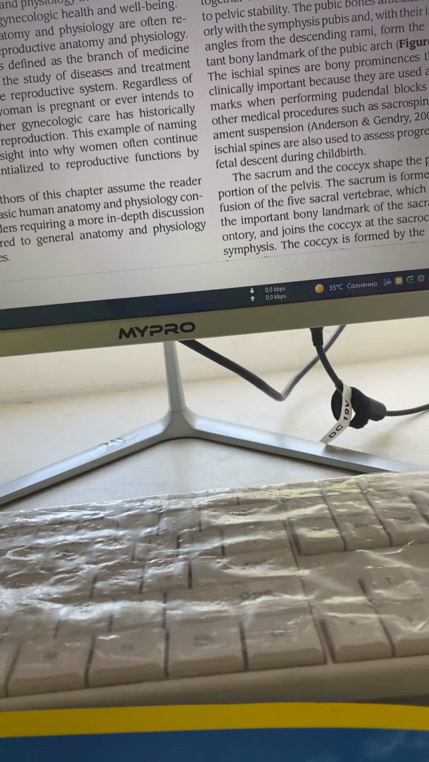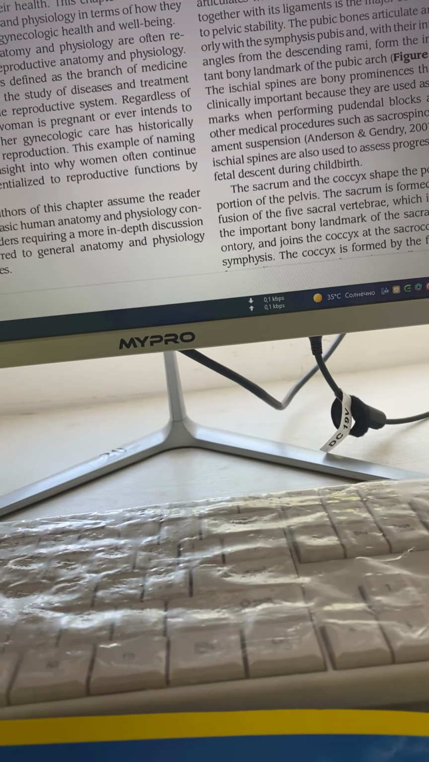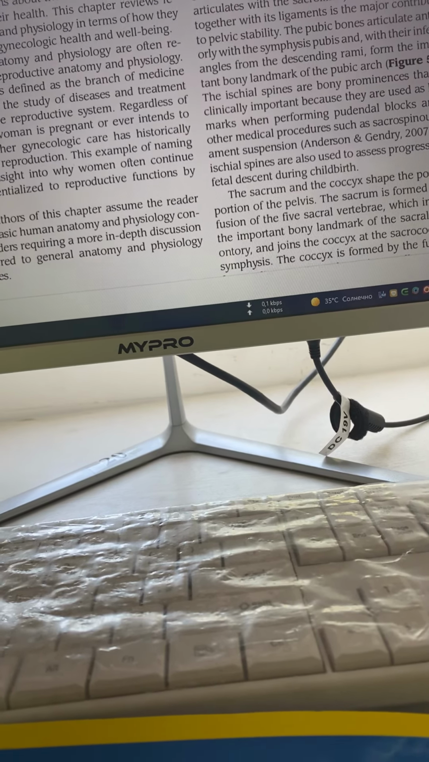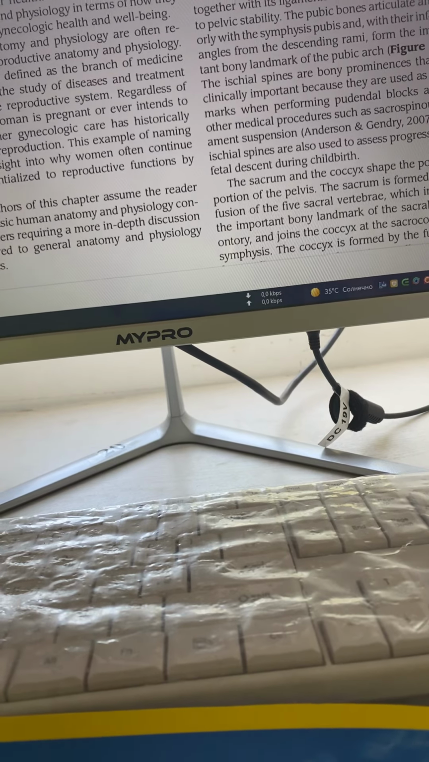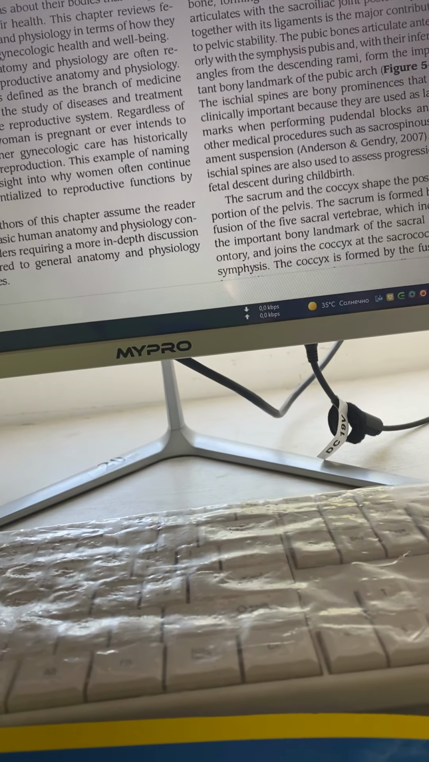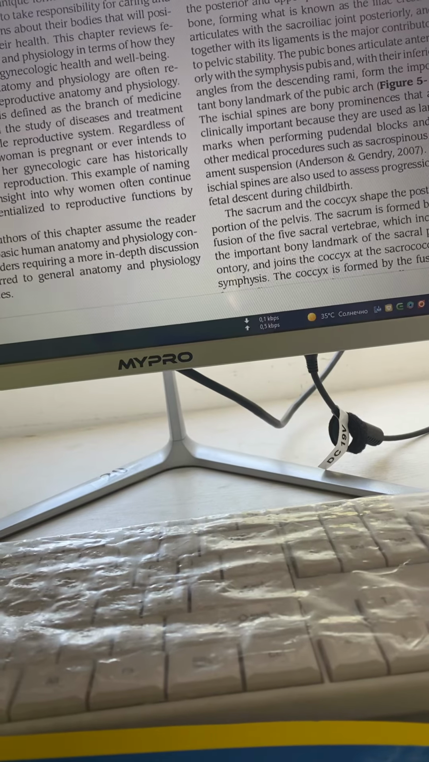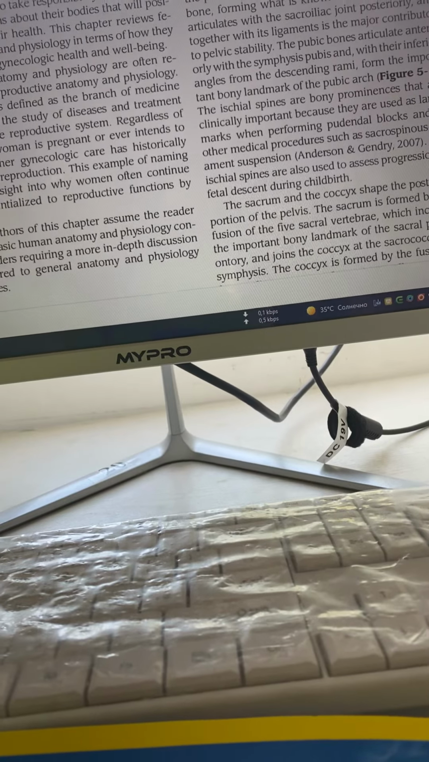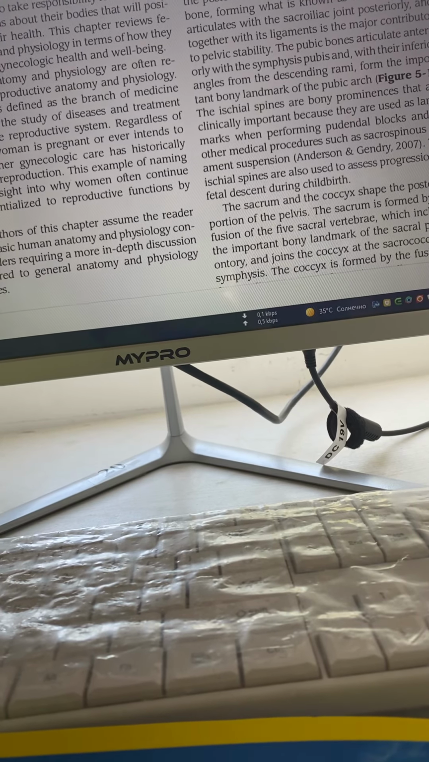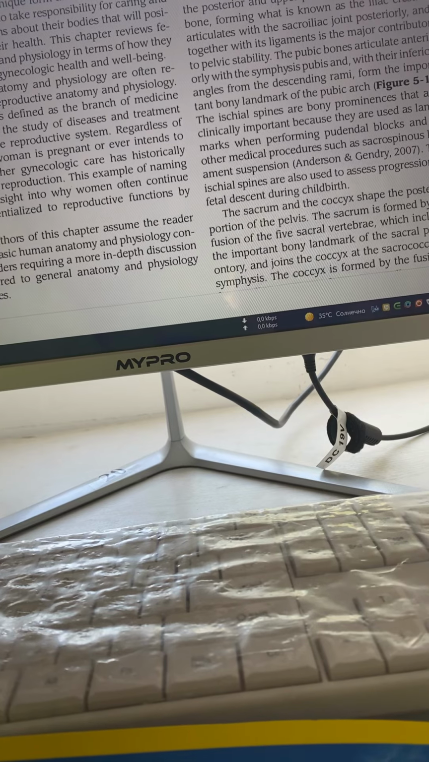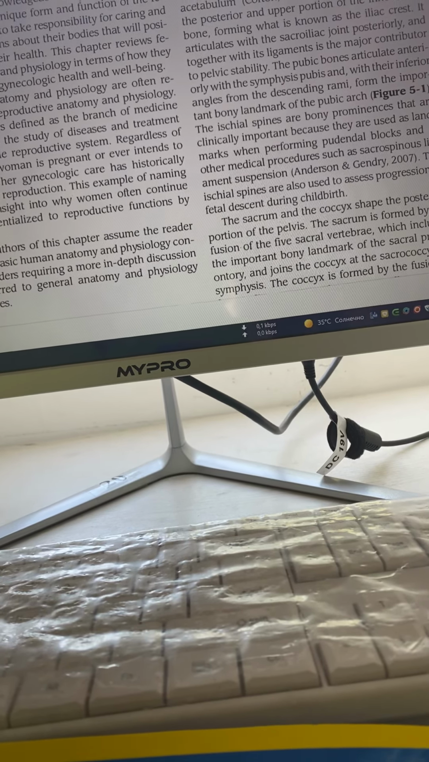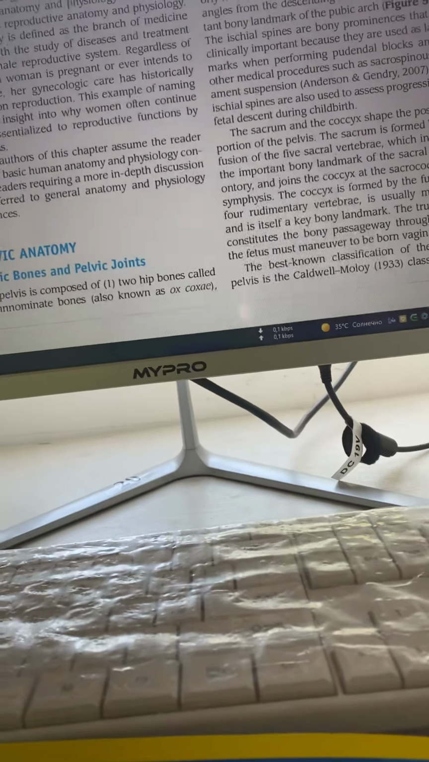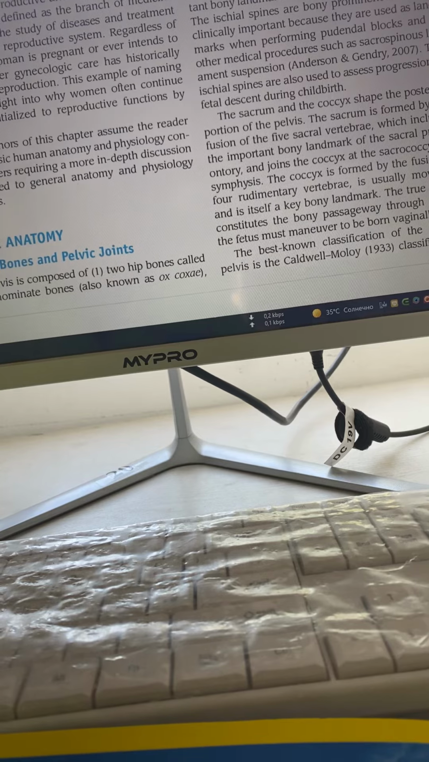Female anatomy and physiology are often referred to as reproductive anatomy and physiology. Gynecology is defined as the branch of medicine dealing with the study of disease and treatment of the female reproductive system, regardless of whether a woman is pregnant or ever intends to reproduce. Her gynecologic care has historically focused on reproduction. This example of naming provides insight into why women often continue to be essentialized to reproductive function by clinicians.